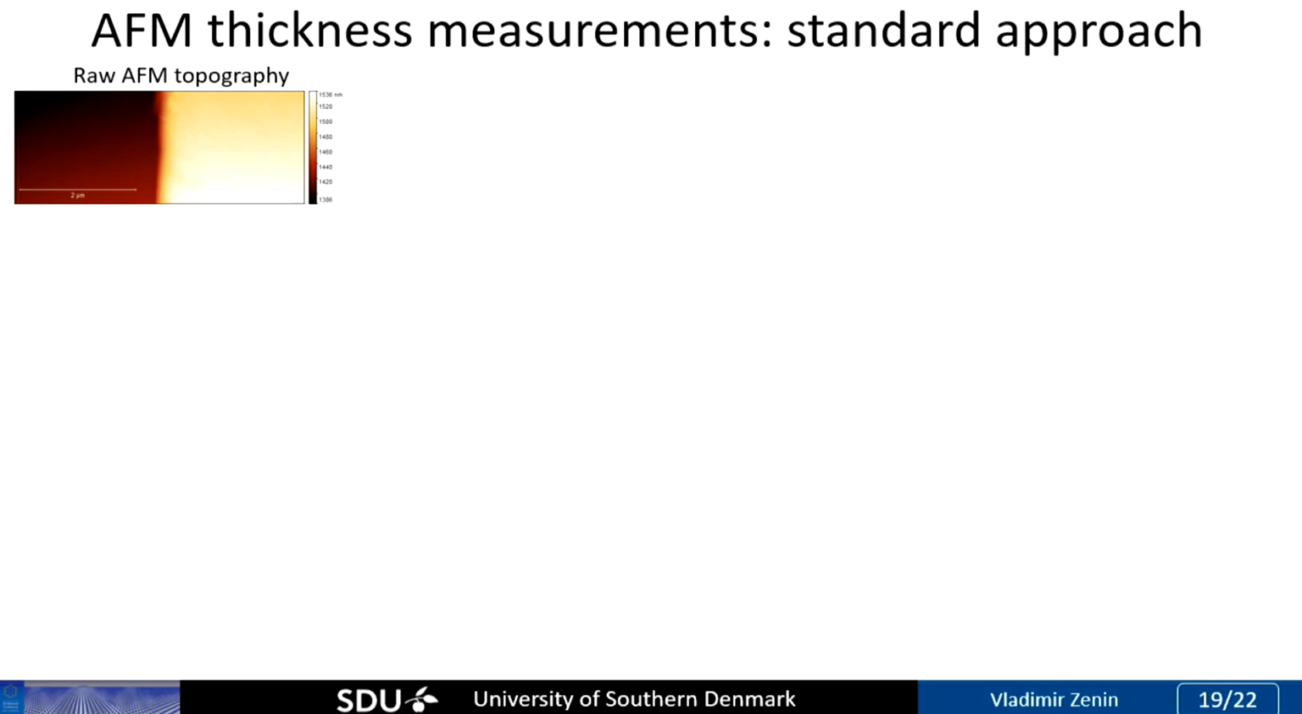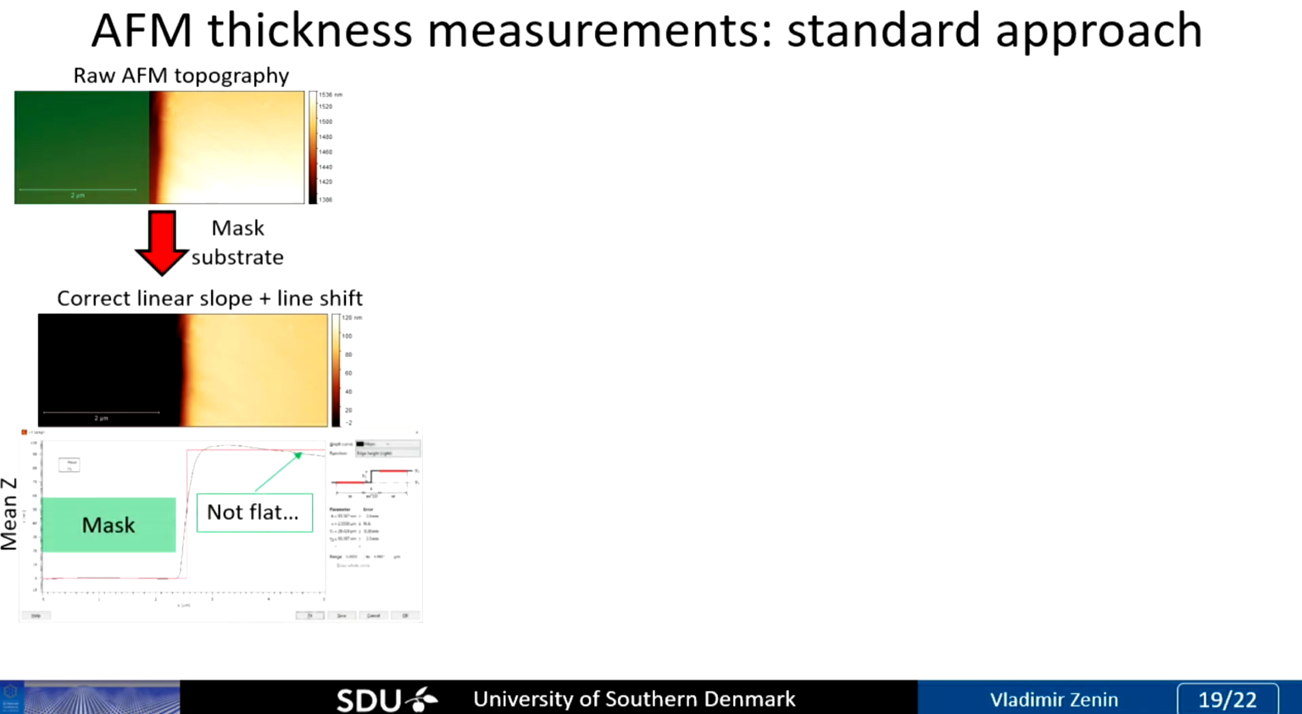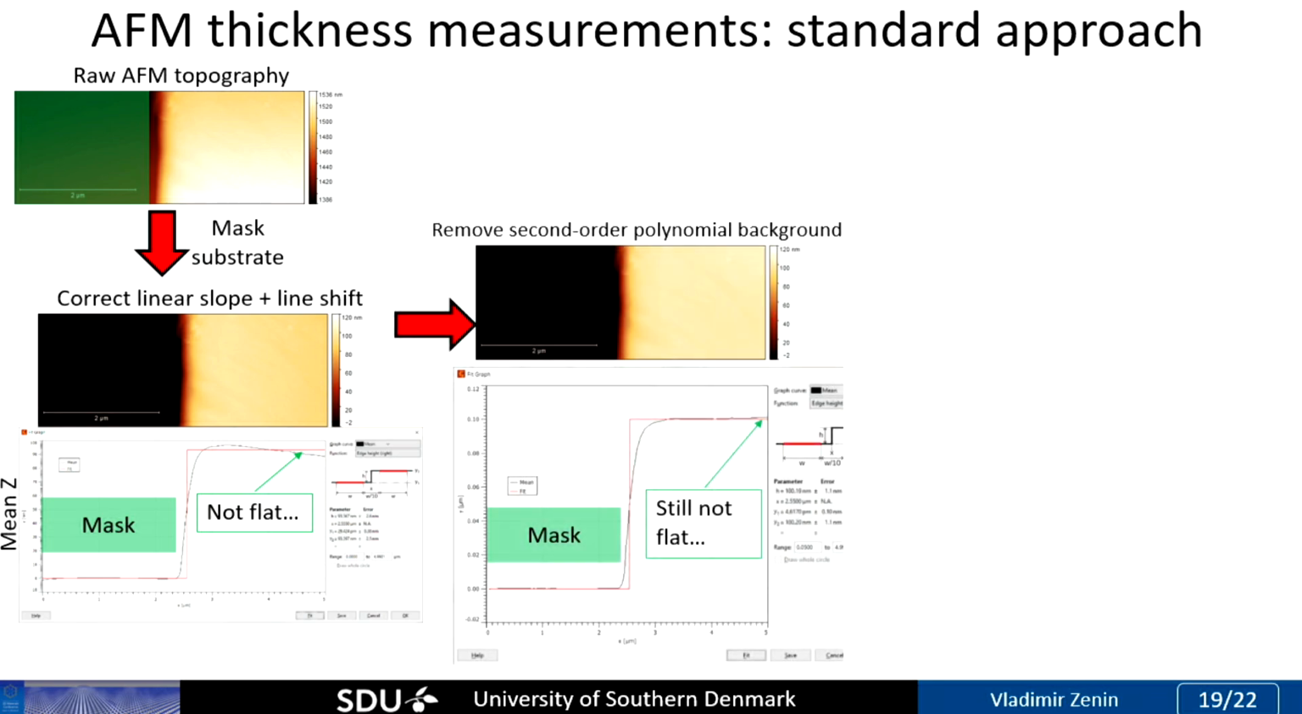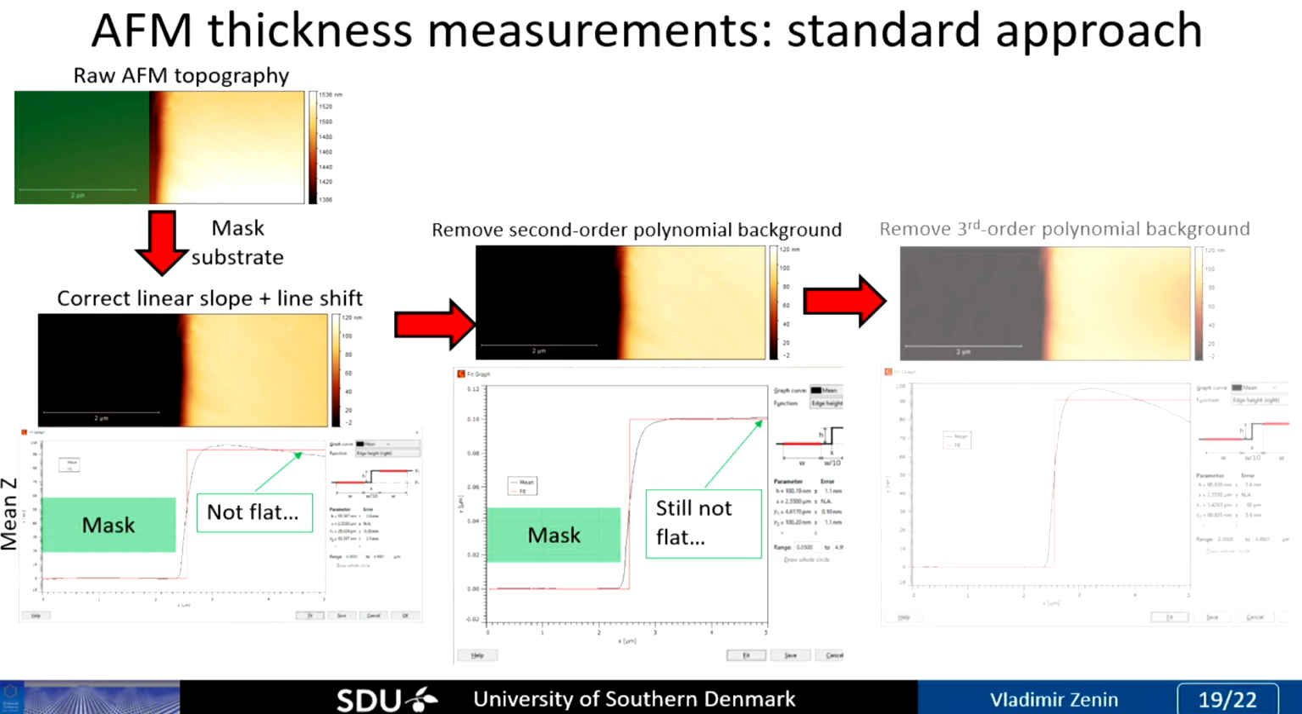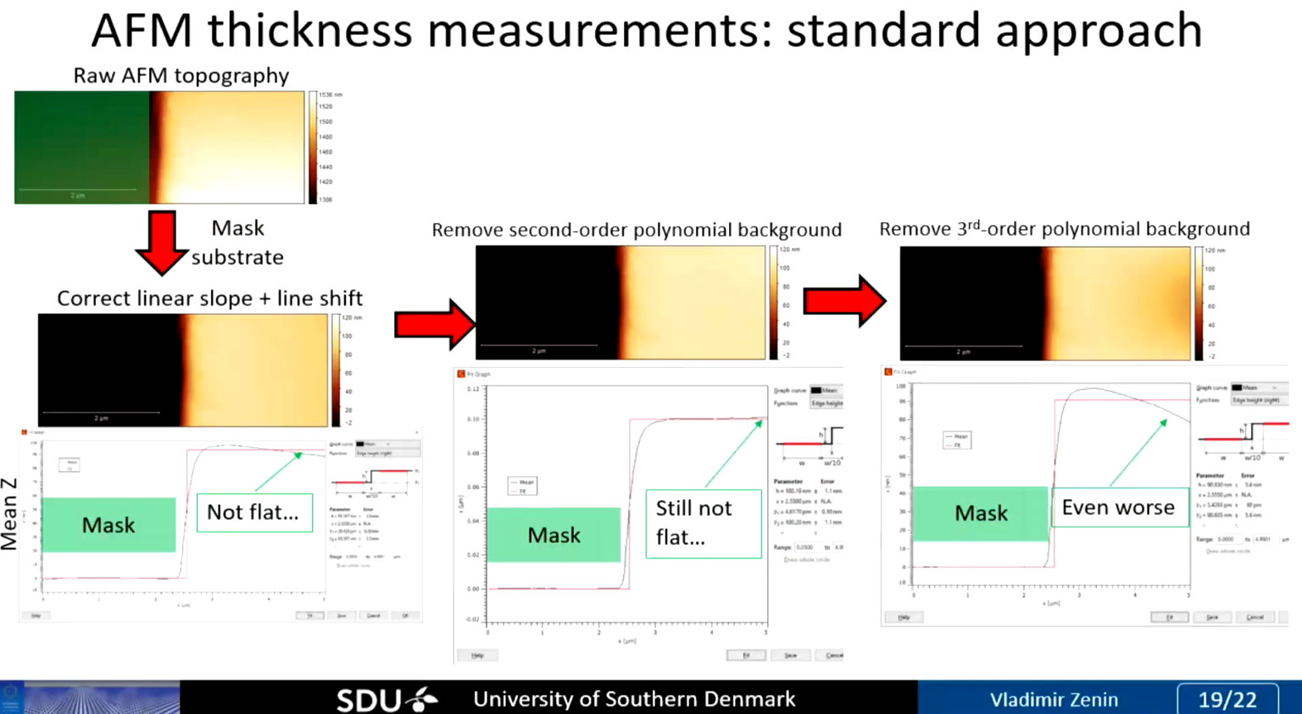Hopefully something useful finally for you. So usually you measure the thickness of a flake like the following. You do the AFM imaging, then you mask the substrate, and you correct the linear slope and line shift. And it's almost fine. It's not flat yet. It's kind of a bow. Then you do a second order polynomial background, and it's almost good, but still not flat at all. So you decide, OK, maybe we should go 1 more polynomial order up, apply a third order polynomial background, and everything is failed. So it's not a step anymore.